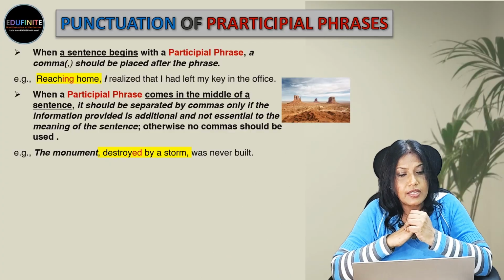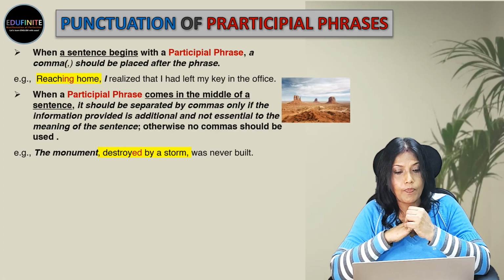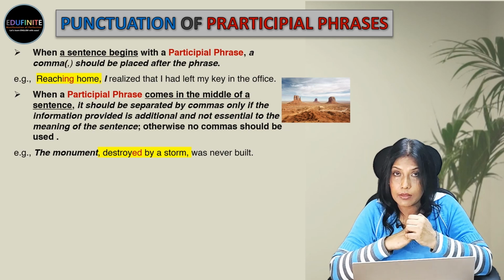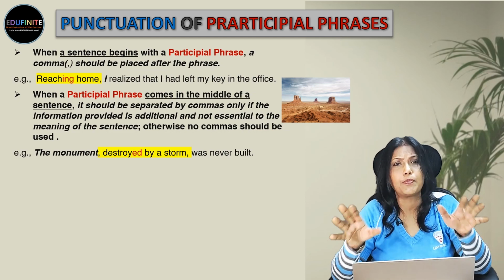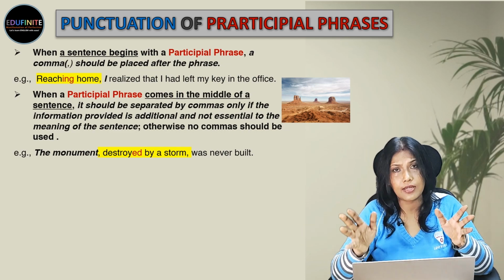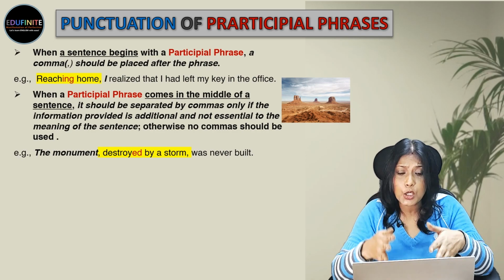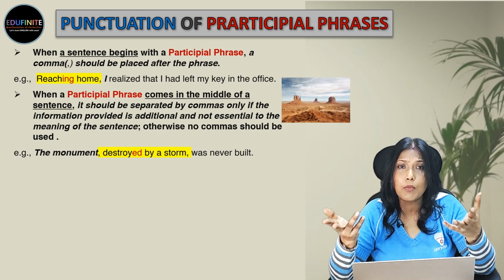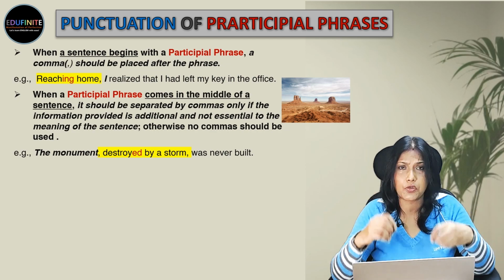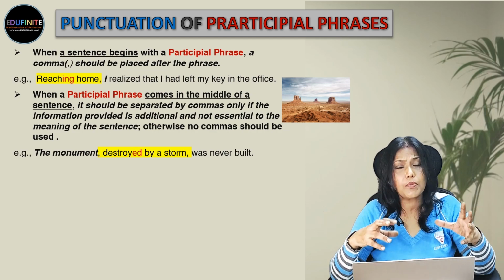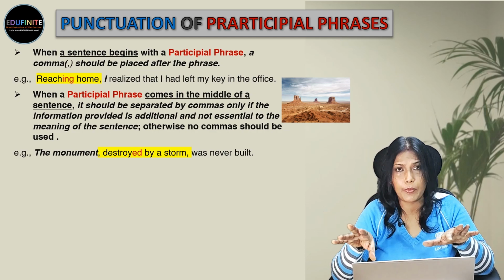The monument destroyed by a storm was never built. So the monument was never built. That's the main idea of the sentence. But we have provided additional information. Why was the monument never built? It was destroyed by a storm. So, monument destroyed by a storm was never built.